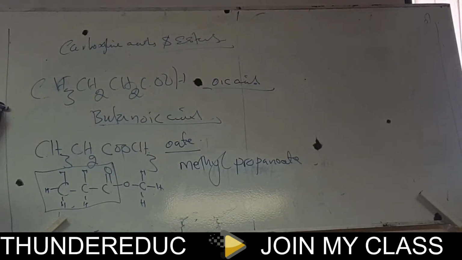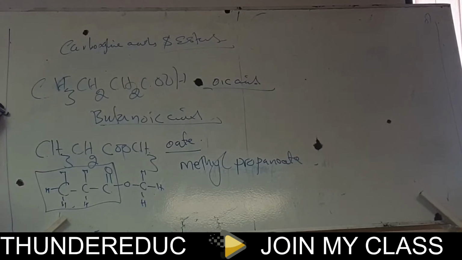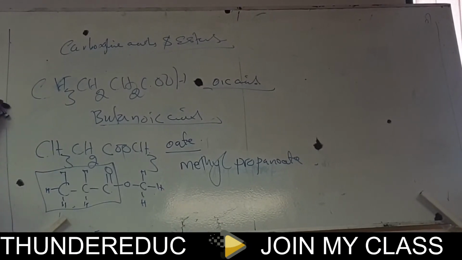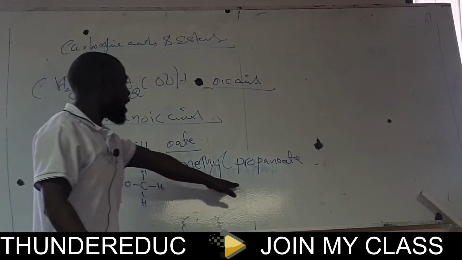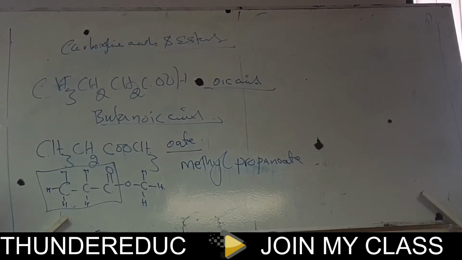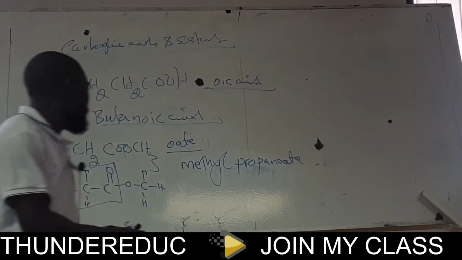Here we don't have a position. We don't put any figure anywhere in carboxylic acids and esters. So it becomes methyl propanoate. Is it clear? What if you might look at it as if it is the same but it's not the same? What if it's like this?